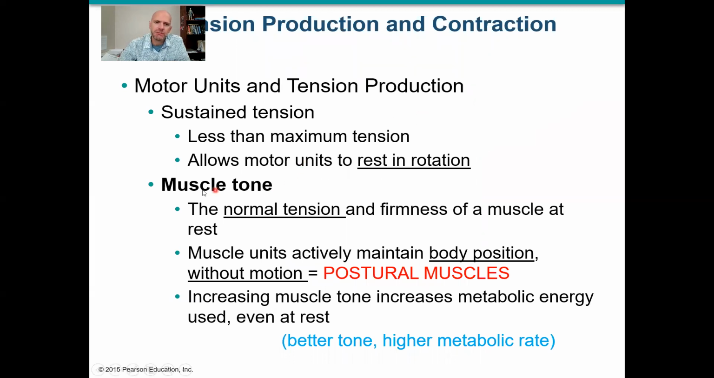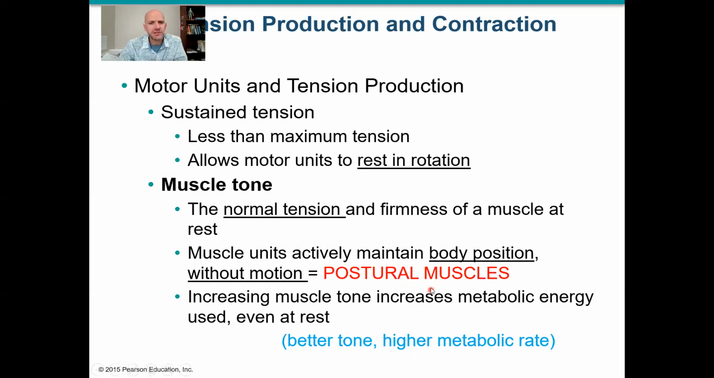Tone. Okay, so muscle tone is the normal tension and firmness of a muscle at rest. This is a hard concept for students to understand, but it means that when you are not actively exerting that muscle, let's say you're at rest, there's still a low level amount of contraction occurring in the muscle because it's just achieving minimal muscle activity to keep it stable.